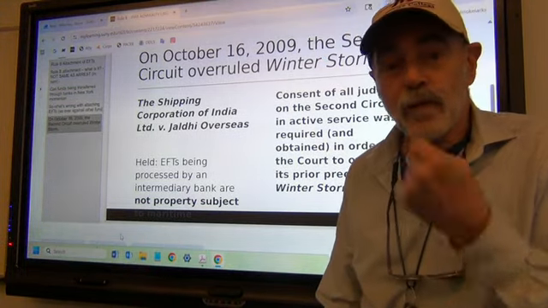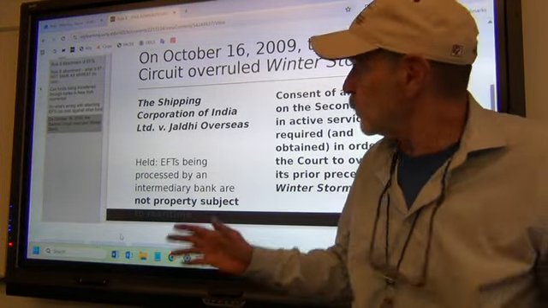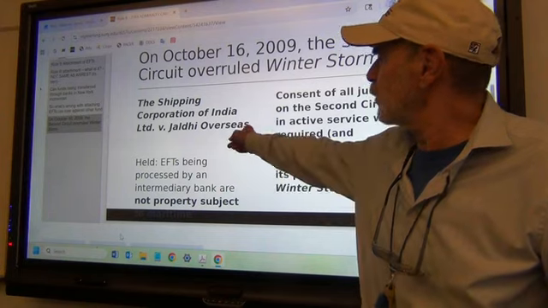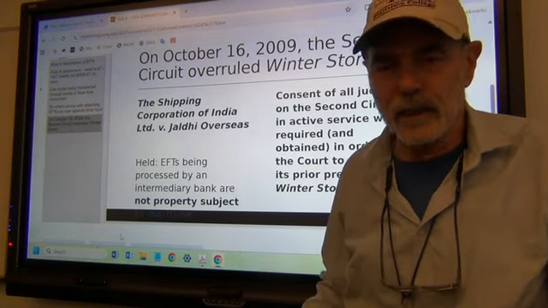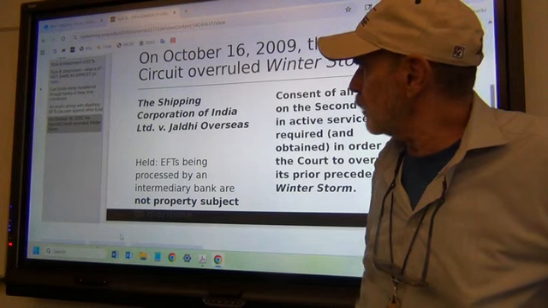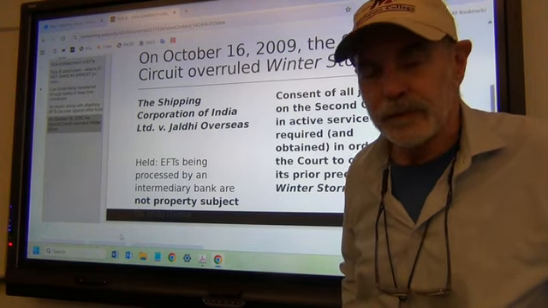Okay, so anyway, bottom line is it ended there. Jolly Shipping was the end of the day. Shipping Corporation of India versus Jolly Overseas, I should say. I often confuse them and say Jolly Shipping. The Jolly case. The lawyer on for the winning side was Jeremy Harwood.